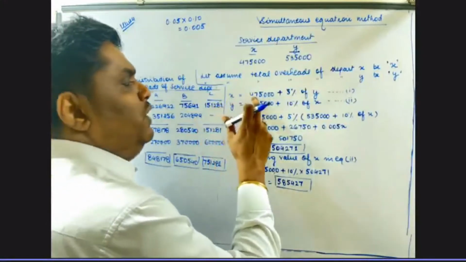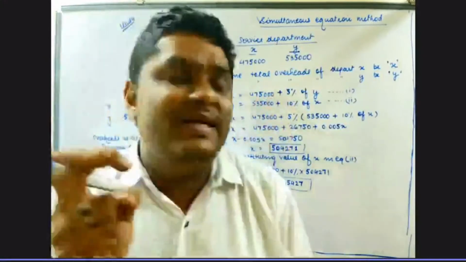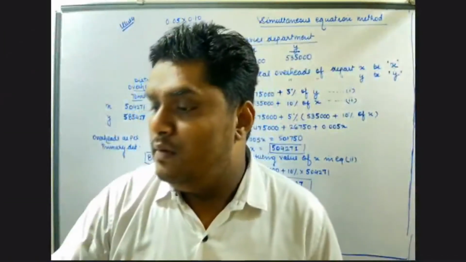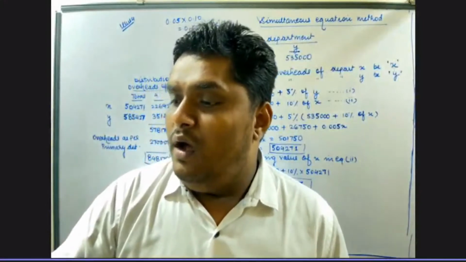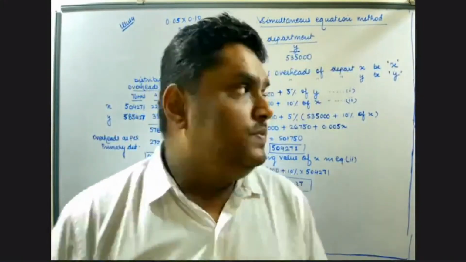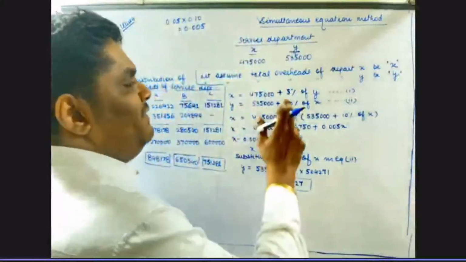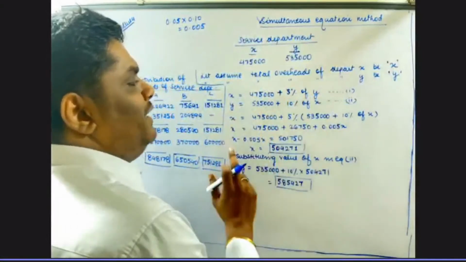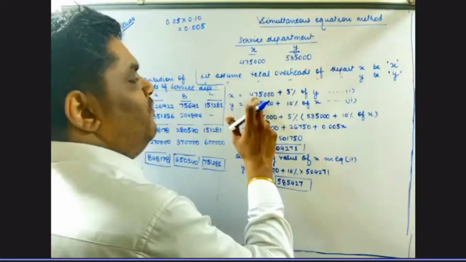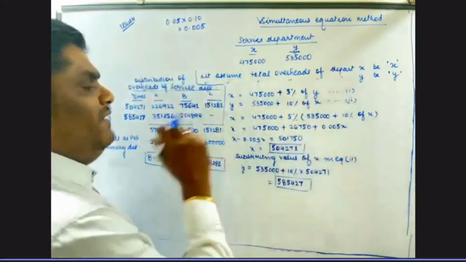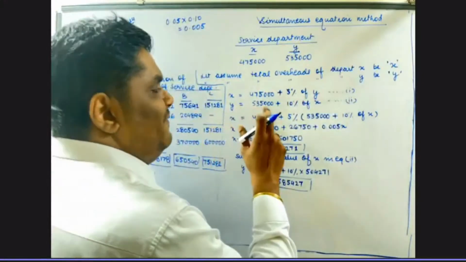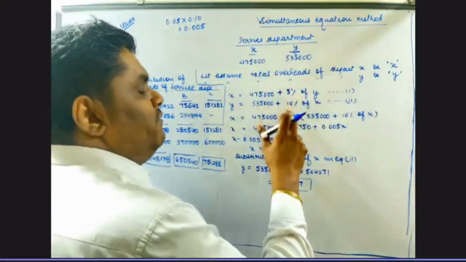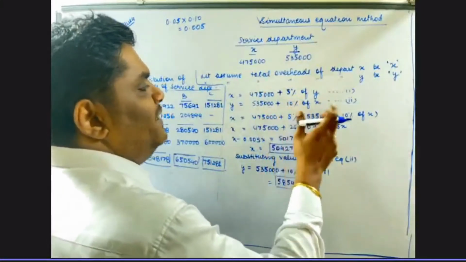So X will be equal to 4,75,000 plus a certain percentage of Y, and it is given that 5% overheads of Y is to be distributed to X. So 4,75,000 plus 5% of Y. Similarly, when talking about Y, this will be 5,35,000 plus a certain percentage of X. And it is given in the question that 10% overheads of X will be distributed to Y.